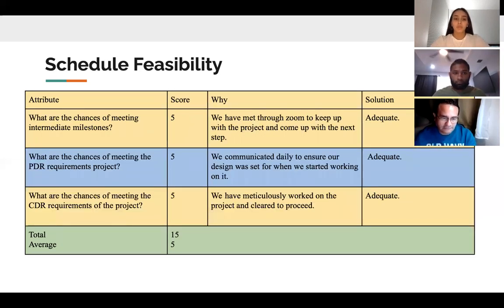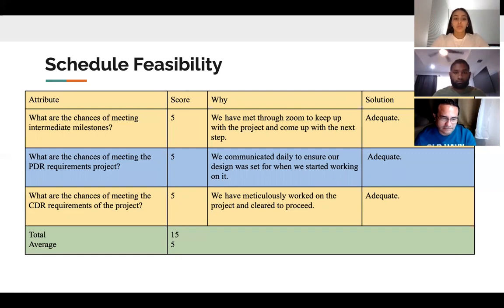Next, we go on to schedule feasibility. What are the chances of meeting intermediate milestones? We give it a 5 because we keep doing Zoom meetings to make sure that we have the next step ready. Then, what are the chances of meeting the PDR requirements of the project? We also gave it a 5. This is before we start building anything. We communicate daily to make sure that all the design is ready and that all the parts are ready and then we can put it together.